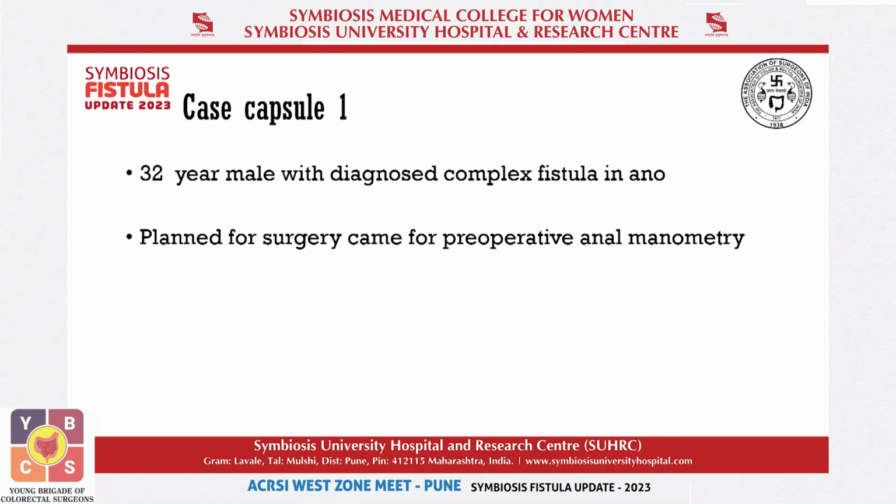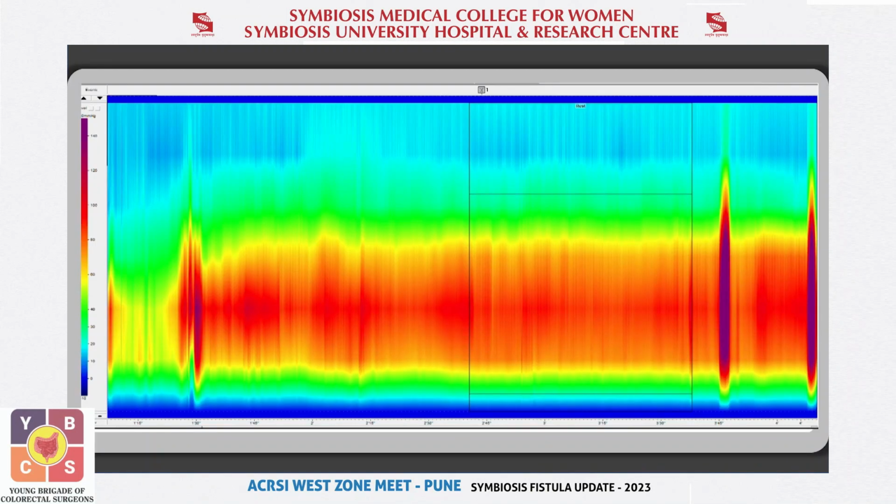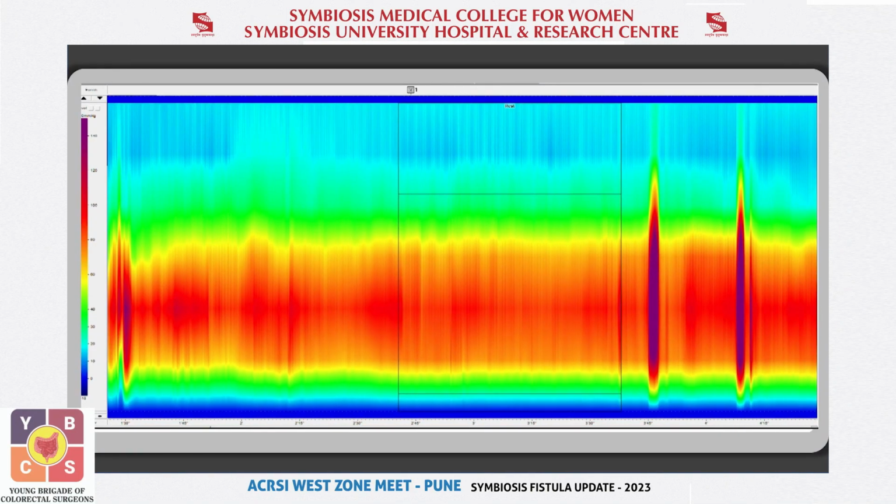A 32-year-old male patient with diagnosed complex fistula in ano. He's planned for surgery. He came for the pre-operative anal manometry. So we'll just run through the procedure.